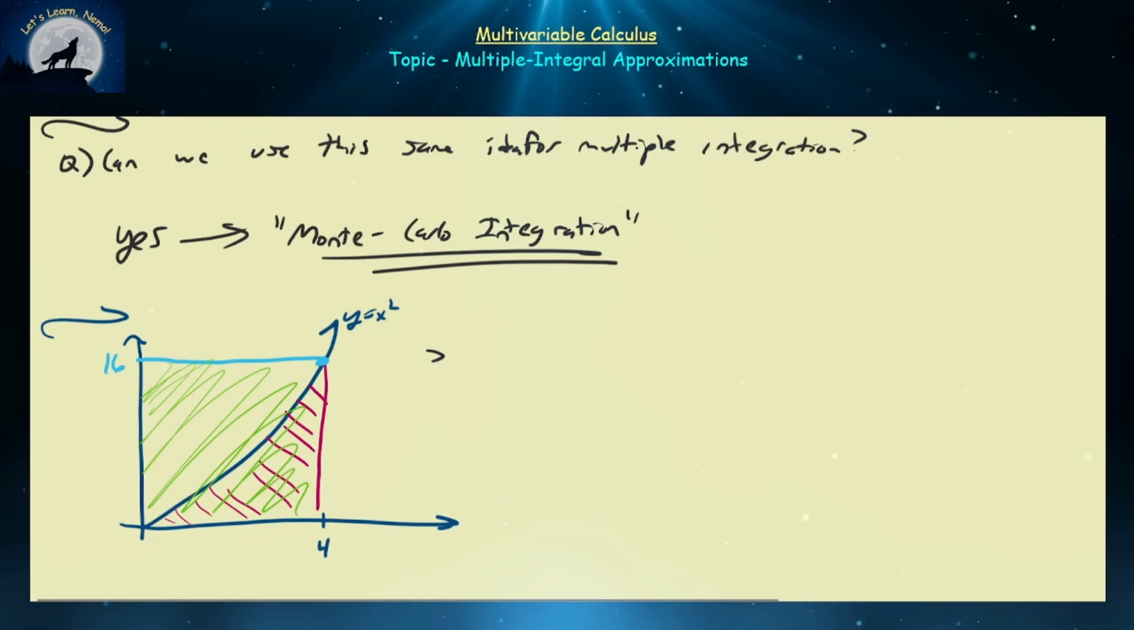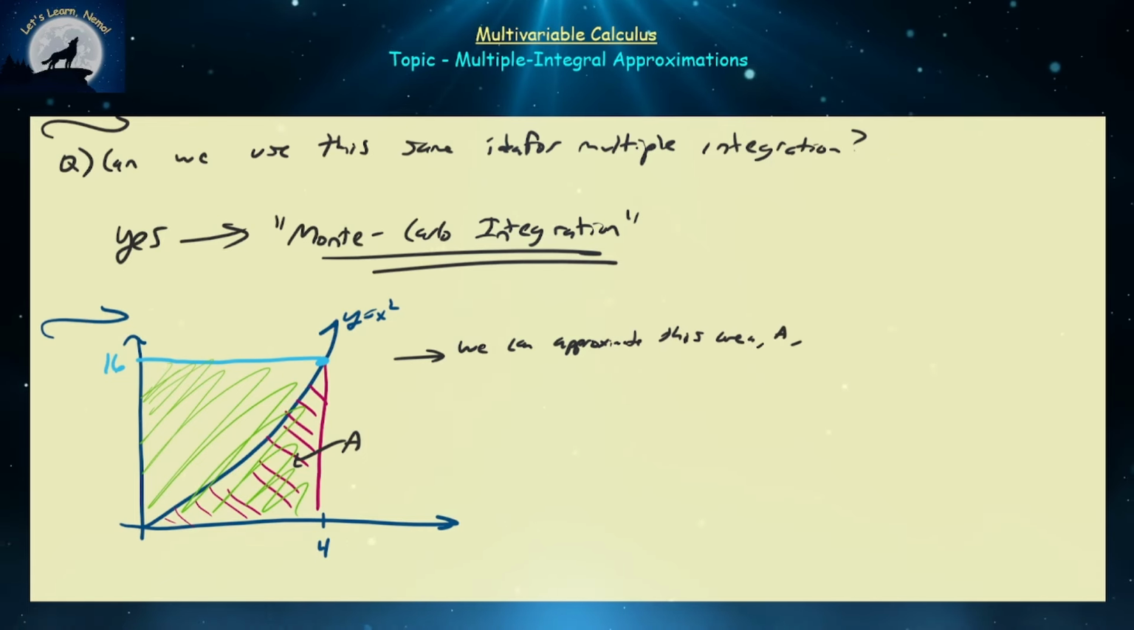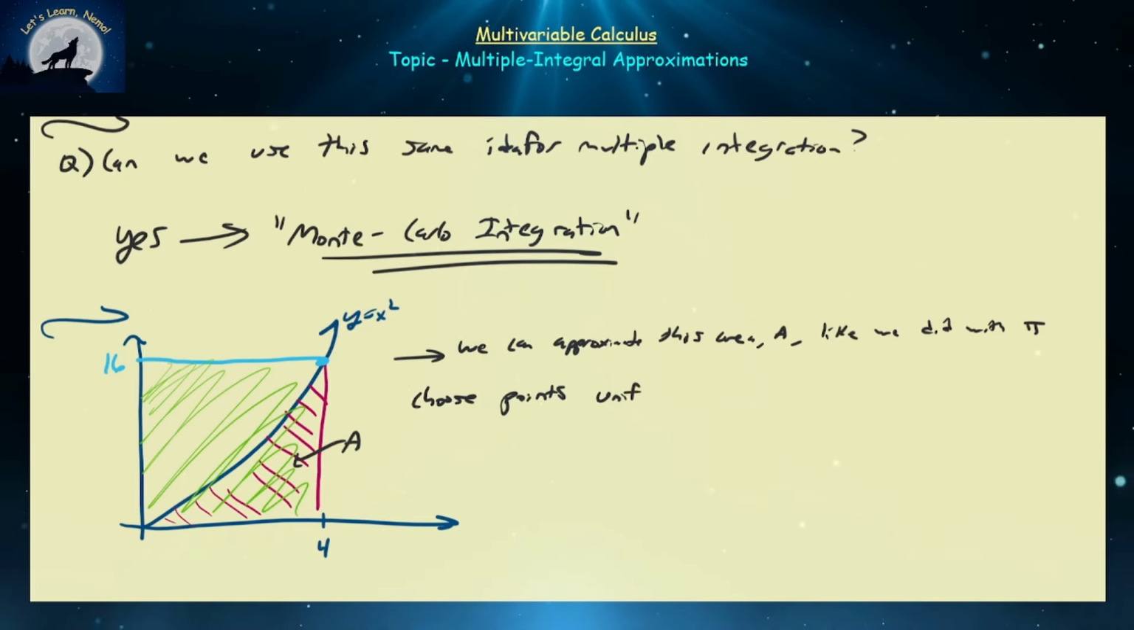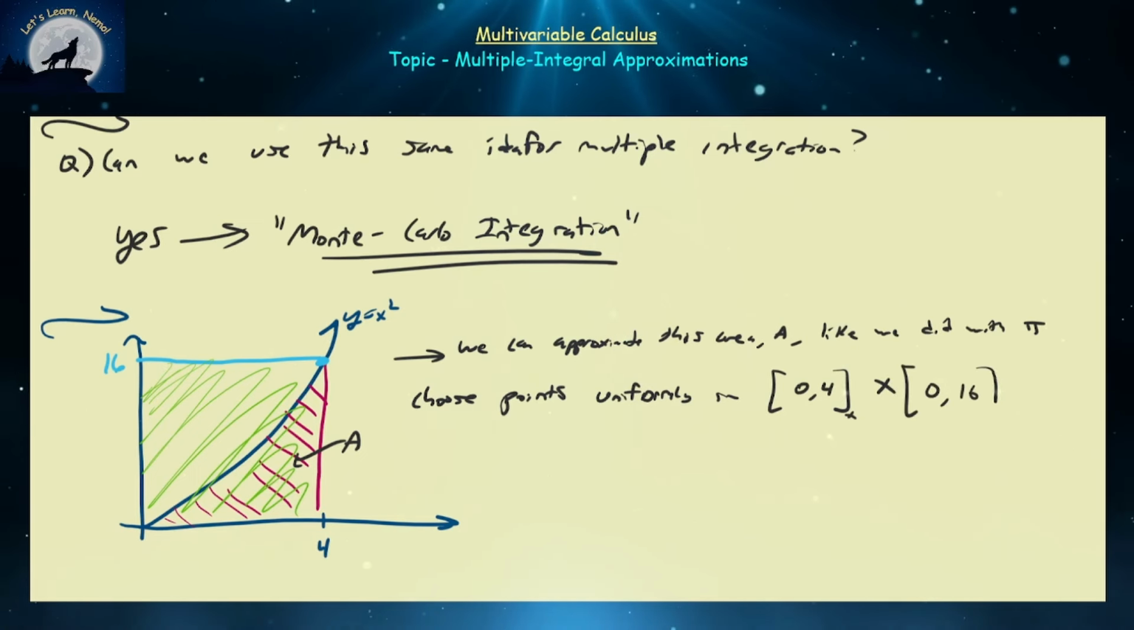All right, so let's actually write that down. So what we can do is approximate this area. Let's assume that this area is A, like we did with pi. The only difference is the shape. So what we're going to do is choose points uniformly in the Cartesian product of 0 to 4, so that's x, Cartesian product 0 to 16, which is our y range. So that's our green square that we have here.